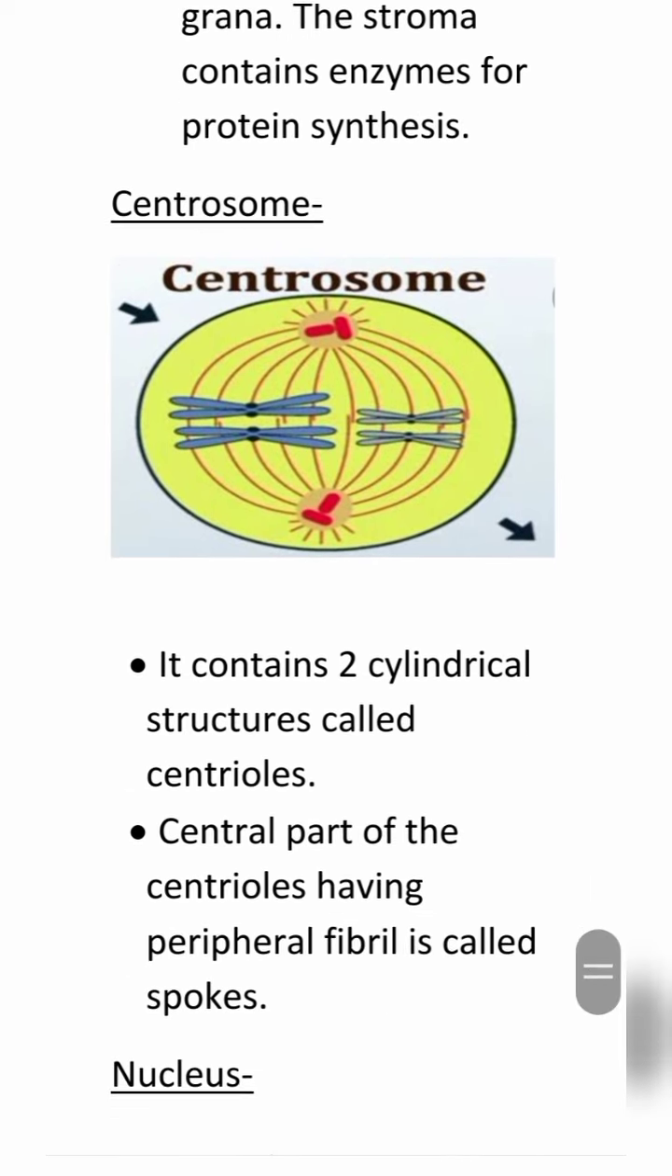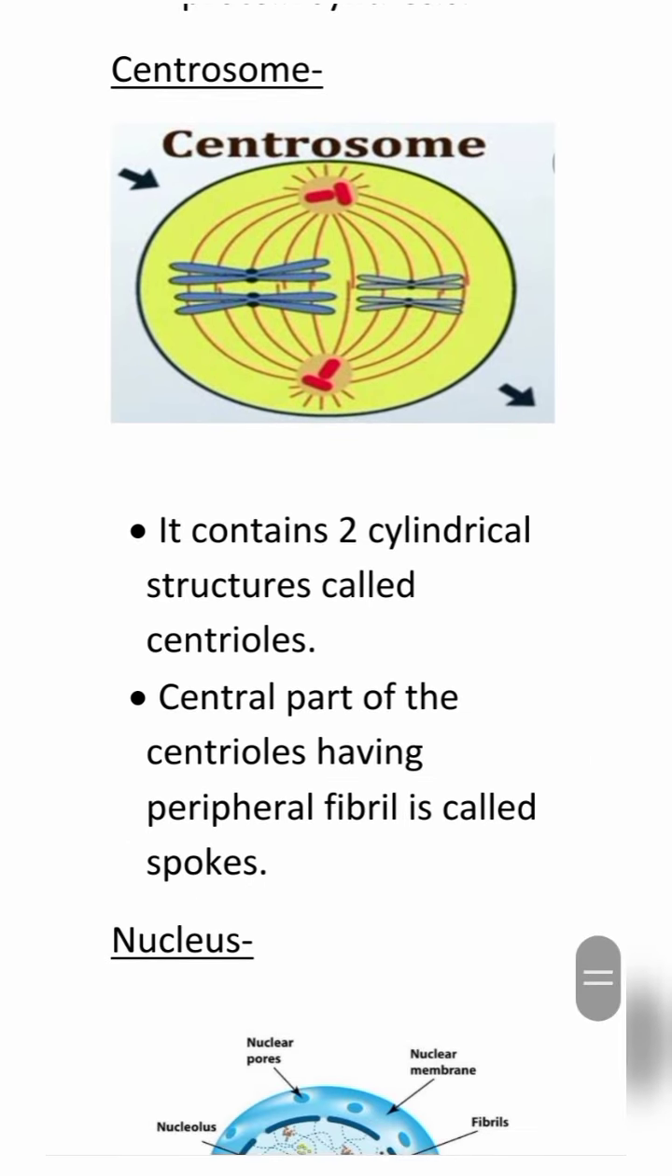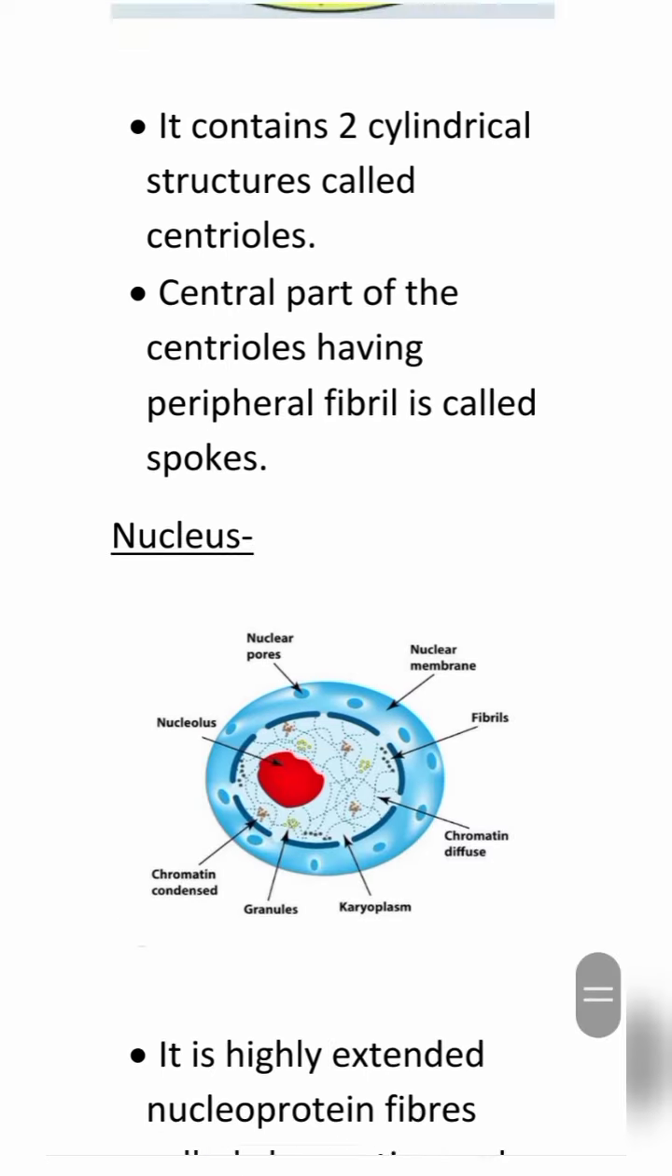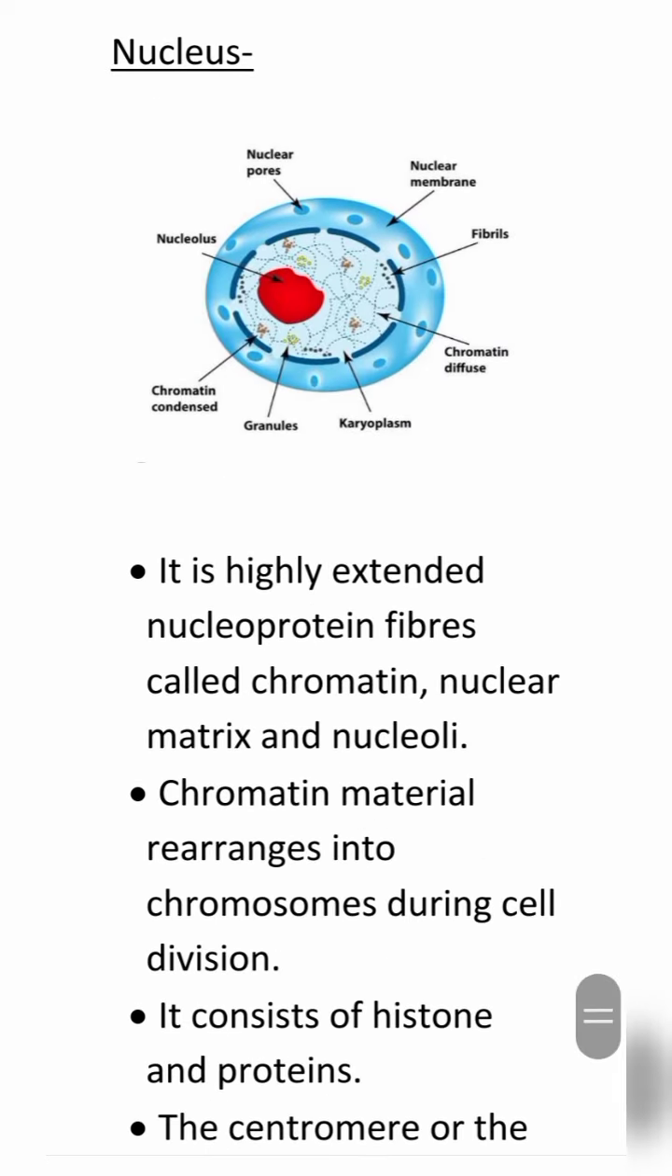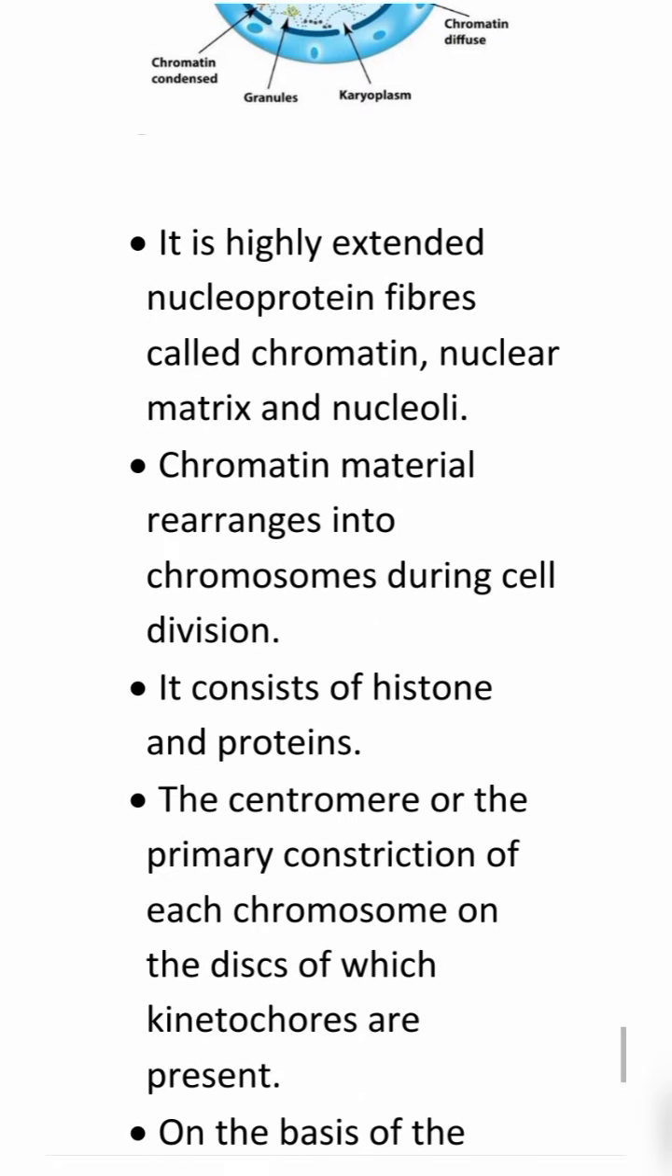Then centrosome. It contains two cylindrical structures called centrioles. The central part of the centriole having peripheral fibrils is called spokes. Then nucleus. It has highly extended nucleoprotein fibers called chromatin, nuclear matrix and nucleoli. The chromatin material rearranges into chromosomes during cell division. It consists of histone and protein.